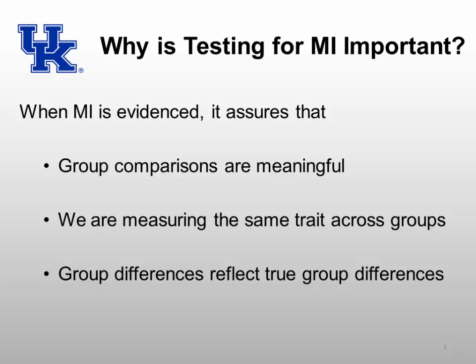So why is it important to test for measurement and variance? When we have evidence for measurement and variance, and it happens along a degree, a continuum, which we'll talk about, we know that we can make meaningful comparisons between groups, such as between girls and boys. We also know that we're measuring the same trait across groups. So in our language scale, we know that boys and girls are measuring the same language latent trait. We also know that group differences reflect true group differences and not an artifact of test invariance.